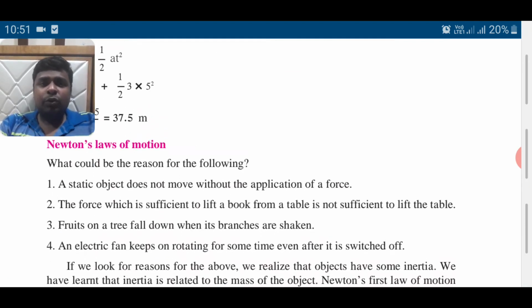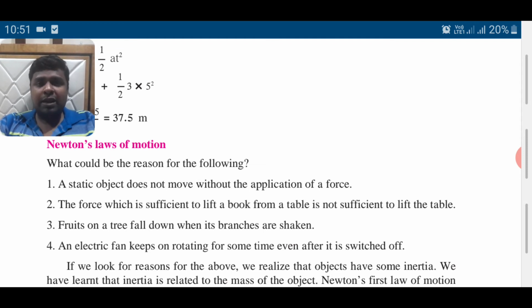Now let us come to Newton's laws of motion. First they have asked some questions. What could be the reason for the following? First one, a static object does not move without the application of force. Any object will not move by itself.